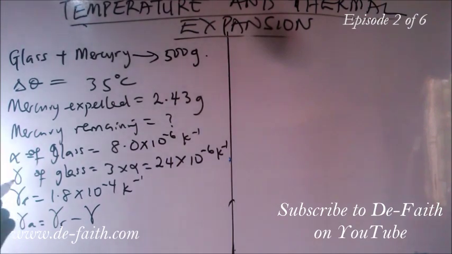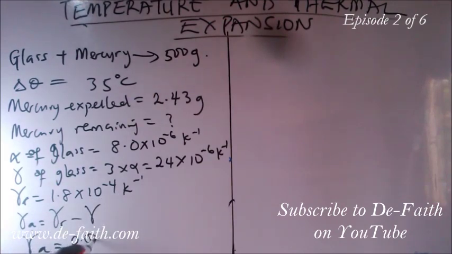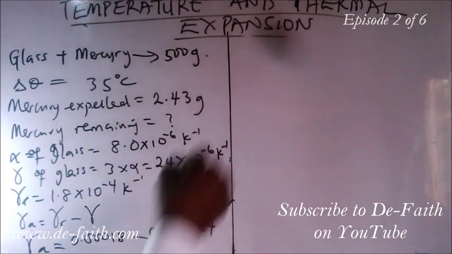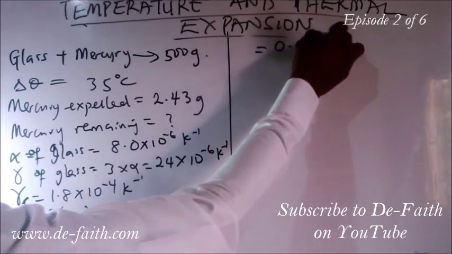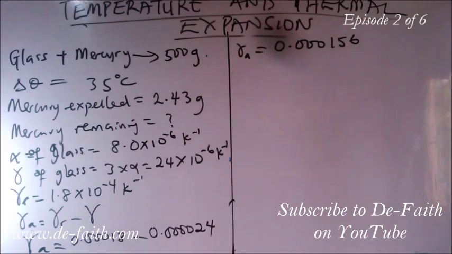All right, so we've gotten the cubic expansivity to be this, and so we'll derive our apparent cubic expansivity from here by having 1.8 times 10 to the power of minus 4, which is the same thing as 0.00018, minus the cubic expansivity of just the glass. Now this of just the glass is the same thing as 0.00024, and when we subtract this, we'll be left with 0.000156. So here is the apparent cubic expansivity.